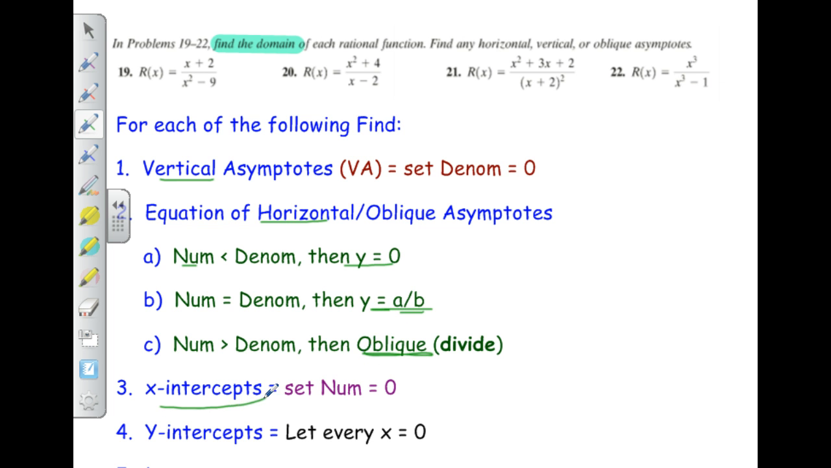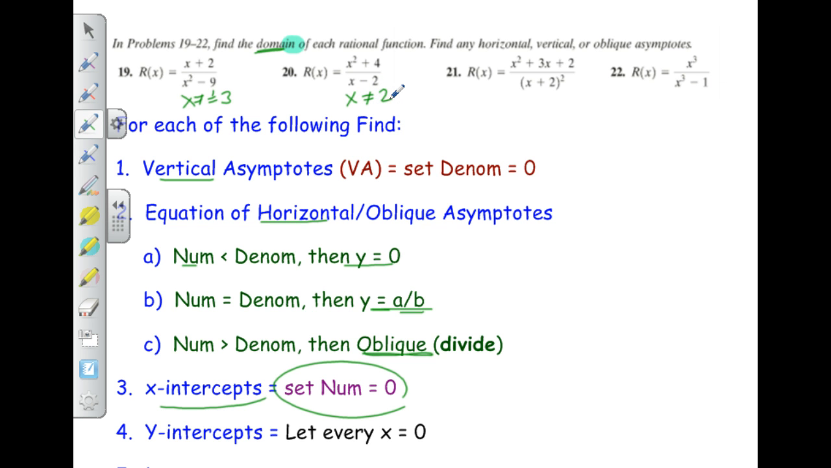For x-intercepts, we set the numerator equal to 0, only if there's no shift. That would be something that looks like this, a plus 5 at the end. And then the last step is to let x be 0 to find the y-intercepts. So this page is talking about the domain. The domain here would be all reals except where the vertical asymptote is at, plus or minus 3. Here, all reals except x can't be 2.